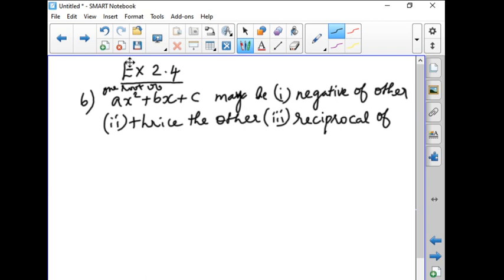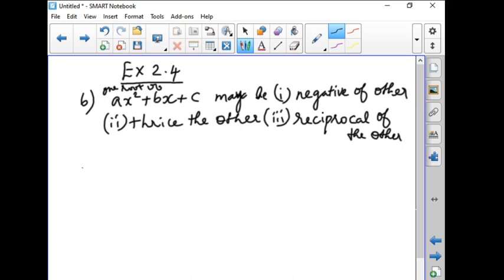So one root is taken as alpha and the second root can be taken as minus alpha in case 1. In the second case, one root is alpha, the other is taken as 3 alpha. In the third case, one root is alpha, then the other root is 1 by alpha. The given equation is ax square plus bx plus c. So we need to find out the condition that one of the roots may be the negative of the other, thrice the other, or the reciprocal of the other.